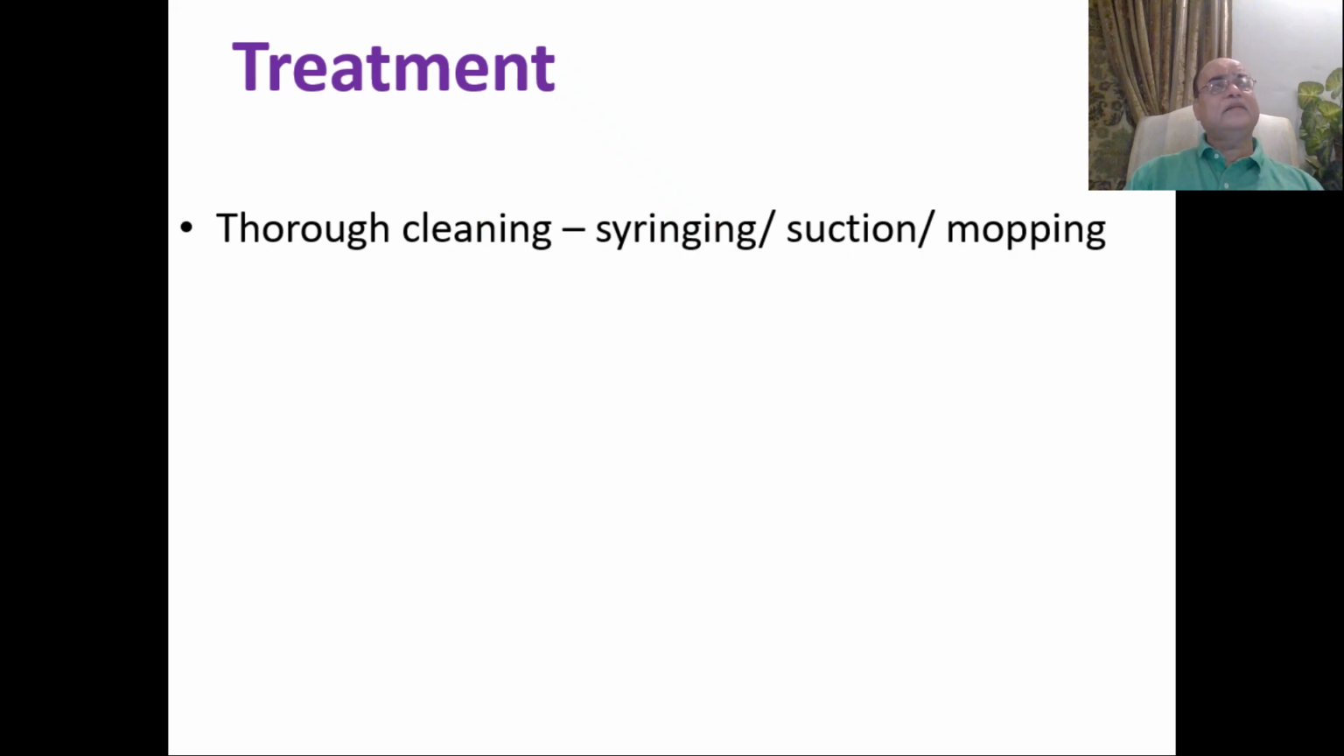So treatment is, first of all, a thorough cleaning of the external auditory canal. And this thorough cleaning can be done by different methods which are available. One is what we call ear syringing. Then if we have a suction machine, we can use that suction machine with the help of ear tips. At the end of that suction machine, we can suck out all the discharge and all the material which is present in the external auditory canal.